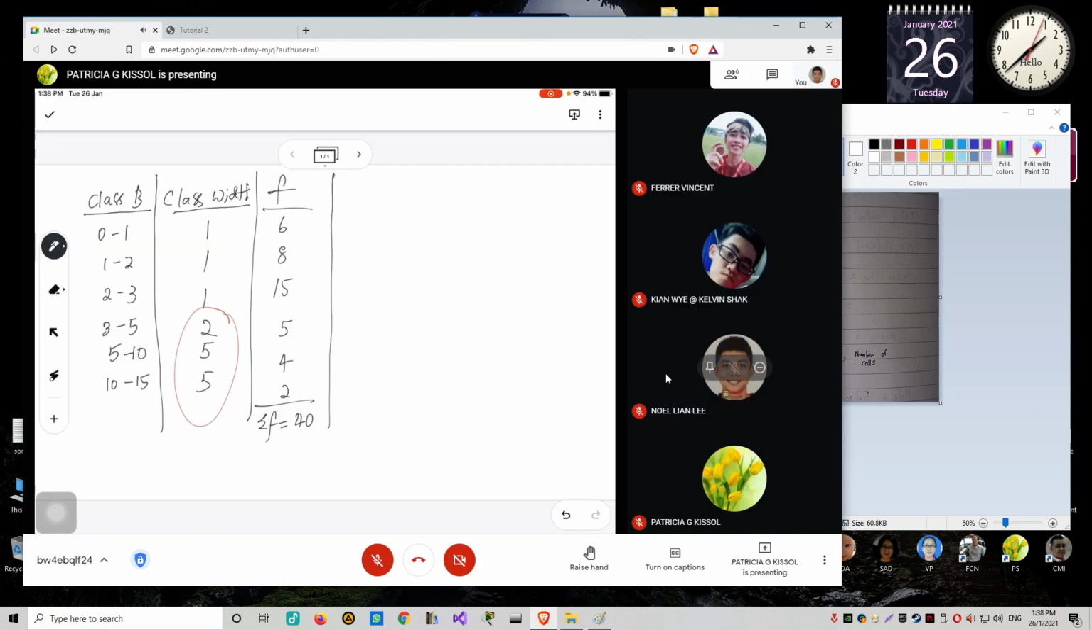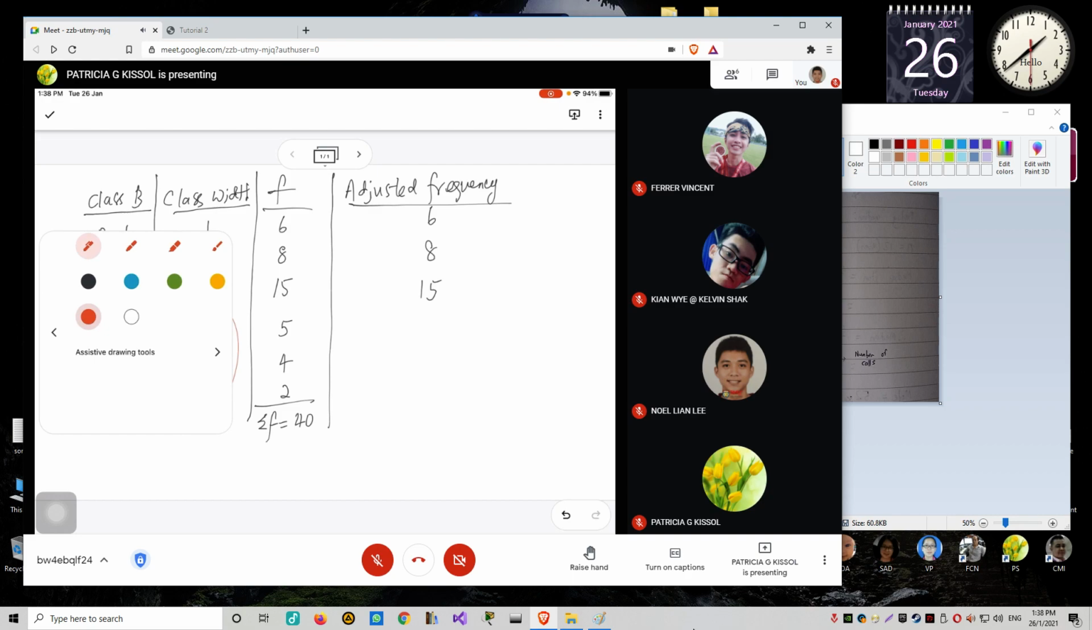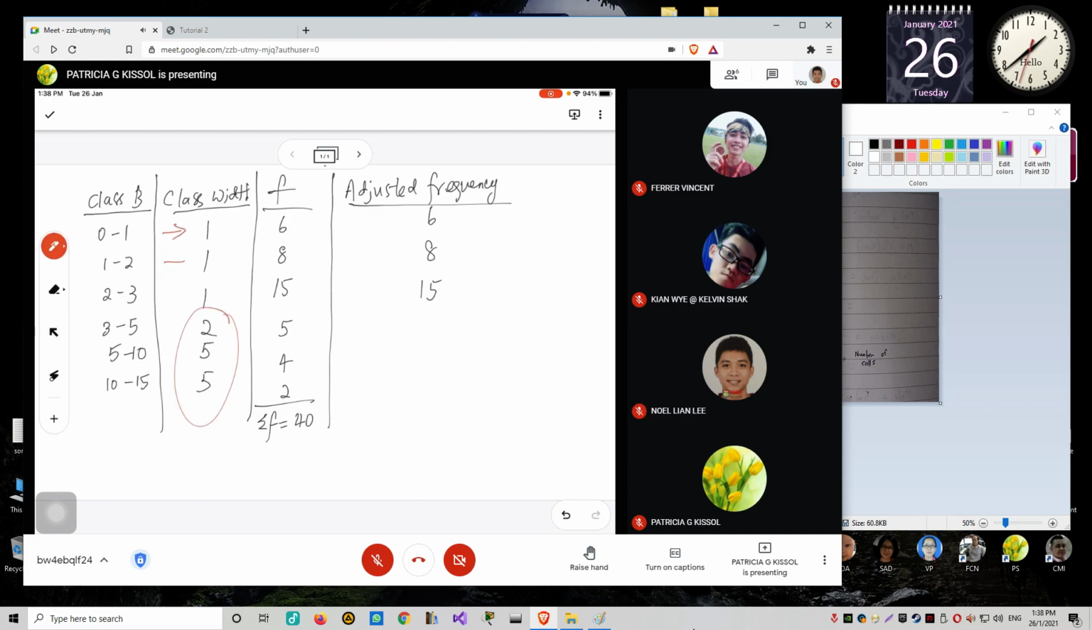We have to do the adjusted frequency. So doing the adjusted frequency later on, we add another column to this so that it's easier for us to see. Of course, for the ones with size 1, the frequency doesn't change. You know what I mean by that? Like these, the size is the common one, so we don't need to change anything with it. So 6, 8, and 15, the frequency is the same.